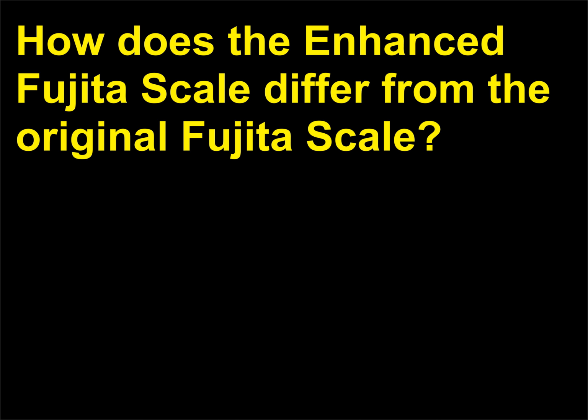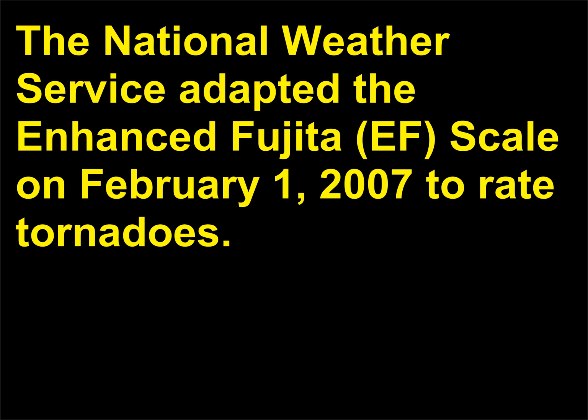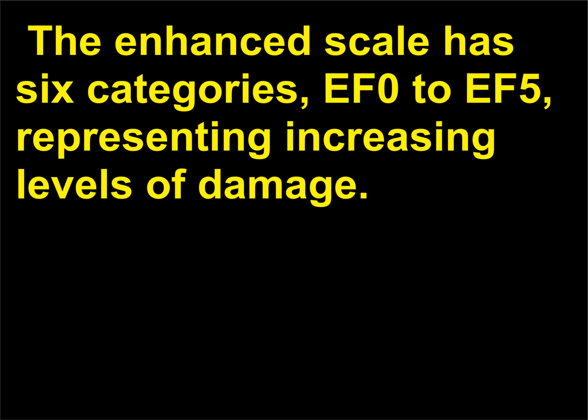How does the enhanced Fujita scale differ from the original Fujita scale? The National Weather Service adopted the enhanced Fujita F scale on February 1, 2007, to rate tornadoes. The enhanced scale has 6 categories, F0 to F5, representing increasing levels of damage.